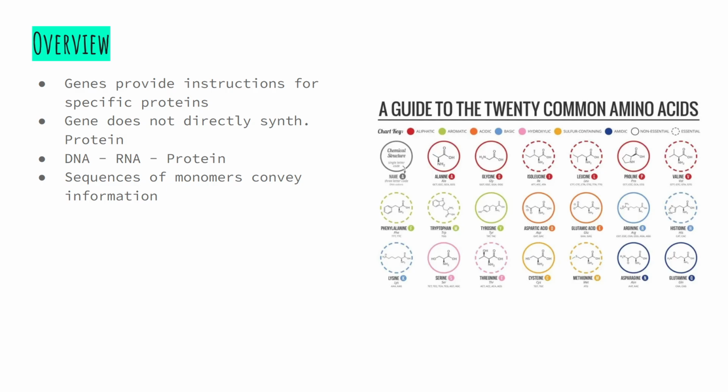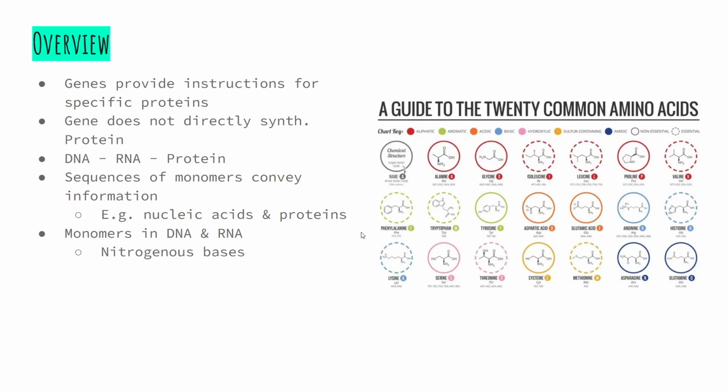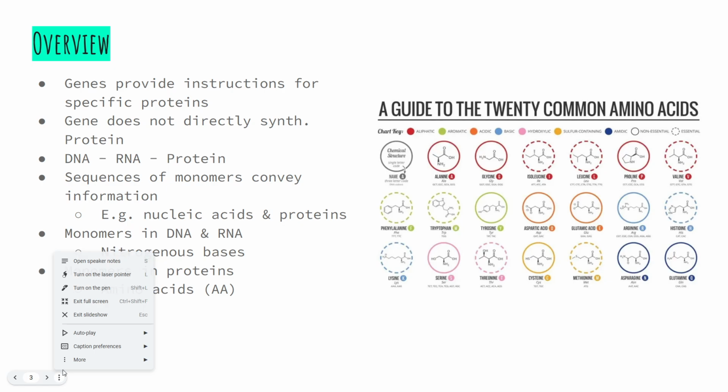These sequences of monomers convey information. Depending on the context that we are looking at, we can see that nucleic acids and proteins could be monomers, whereas in DNA and RNA, the monomers are the nitrogenous bases. And then if we're looking at monomers in proteins, we are referring to the amino acids, which can be seen on the table on the right.